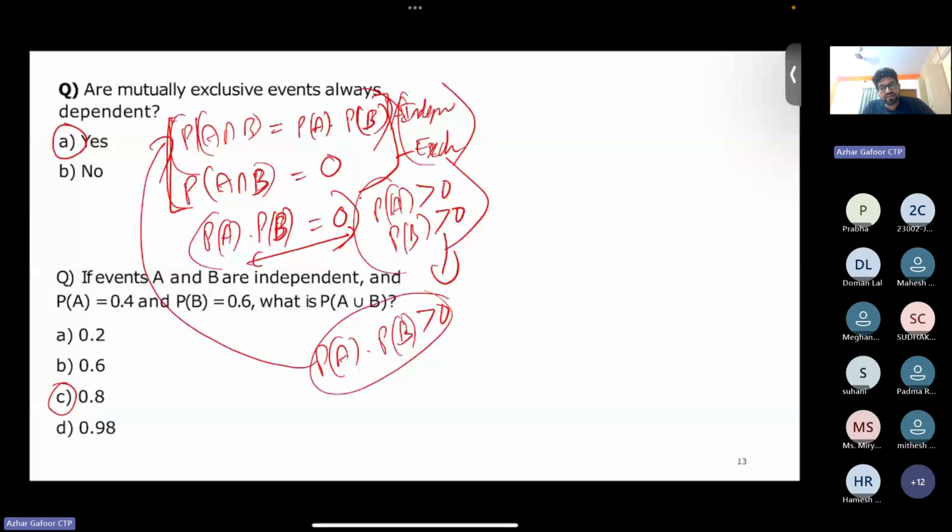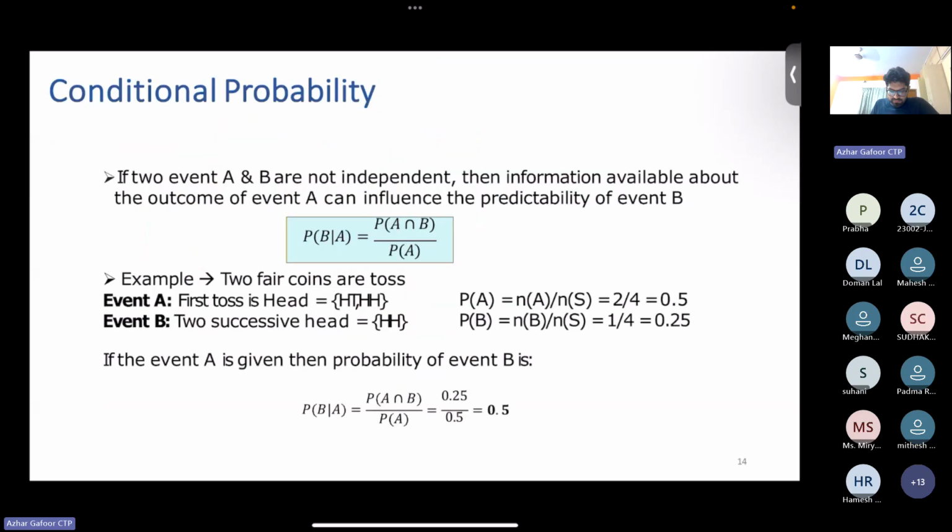The only possibility is that one of the events has 0 probability. That is a kind of degenerate case, so we won't discuss such cases. Let's say the probability of getting 7 when rolling a die is 0. If one of the events is defined like that, then this equation can be satisfied and an exclusive event can be independent, only if one of the events has probability 0. Okay, so we'll move on.